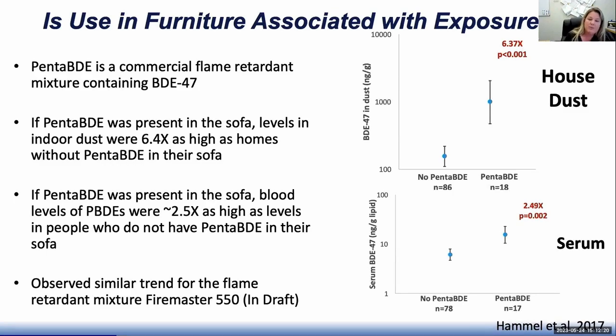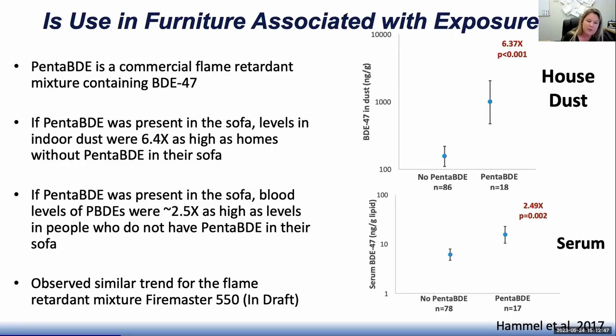We had 18 homes in which Penta was positively identified in the foam from the sofa. And then we had 86 homes where either Penta was not present or some other flame retardant was present. And if you categorize the dust measurements from those homes, you can see that the presence of Penta in the sofa led to a significantly higher level of this chemical detected and measured in the house dust sample. So 6.4 times higher on average, which was quite statistically significant.